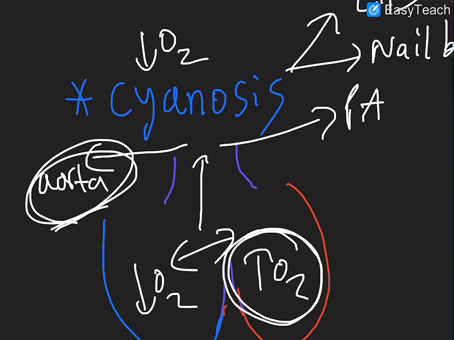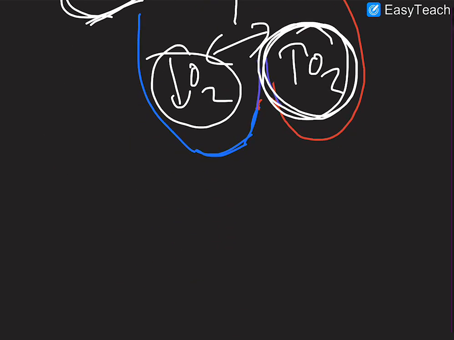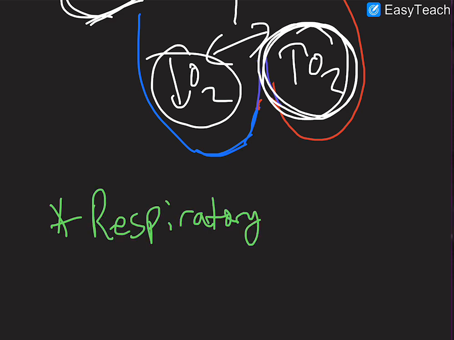So I hope cyanosis makes sense, because you're mixing low oxygenated blood and high oxygenated blood together. If you mix that together, then you're going to have a lower partial pressure of oxygen inside your systemic circulation, right? So cyanosis is one finding. Then another finding that we've already touched on is going to be respiratory distress, right?